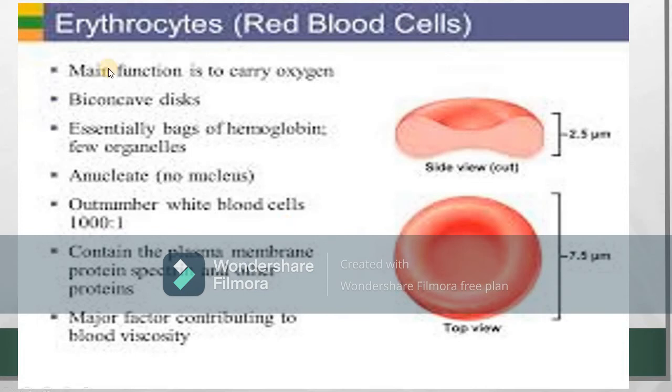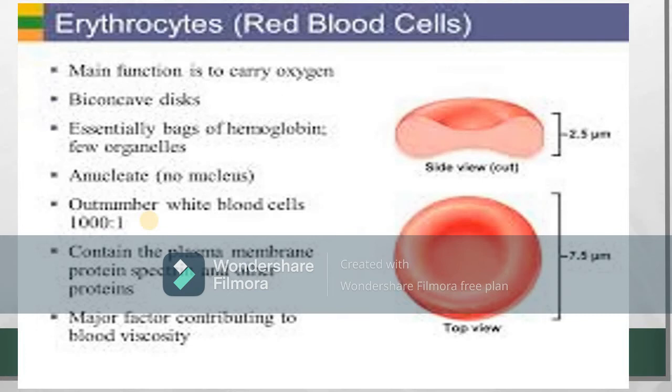The main function of the red blood cell is to carry oxygen. It has a biconcave shape. You can see that it is concave from both sides, so it is called a biconcave disc. Essentially, they are bags of hemoglobin with few organelles, and they have no nucleus, so they are called anucleate. They contribute to blood viscosity, making the blood viscous, and contain the plasma membrane, spectrin protein, and other proteins as well. About 5% of the cytoplasm of red blood cells is filled with hemoglobin, which is involved in the transport of oxygen and also a small amount of carbon dioxide.